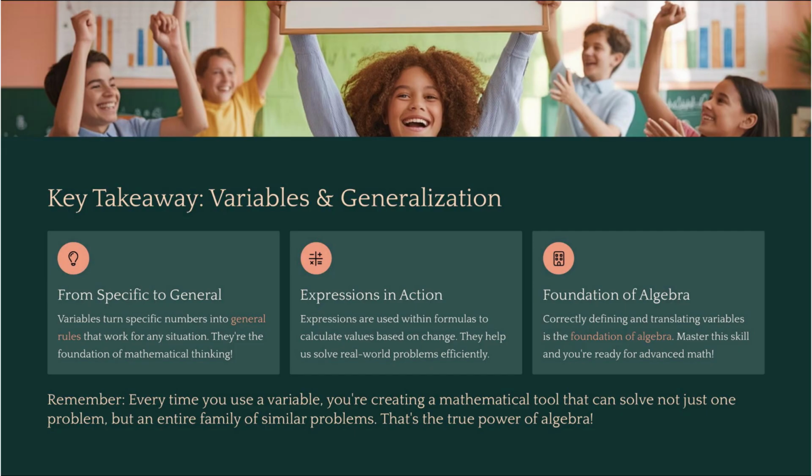In summary, using variables to write expressions and formulas is how we transform specific numbers into general rules. Variables allow us to calculate the value of a quantity when another related quantity changes. Correctly defining your variables and accurately translating the words into mathematical symbols are the essential skills for success in algebra.